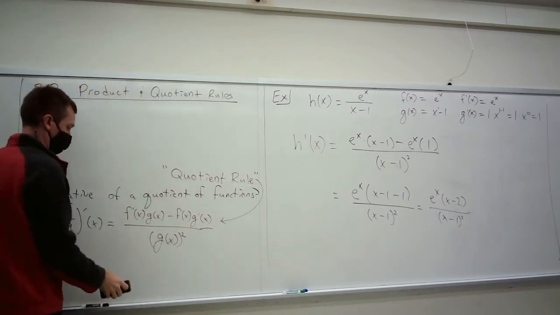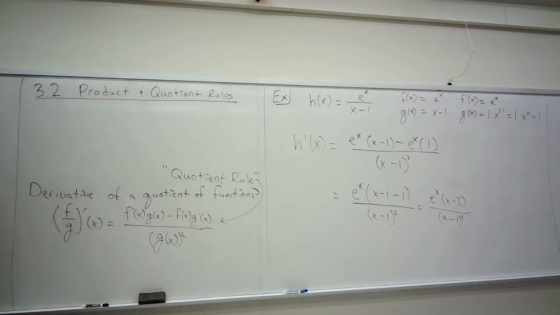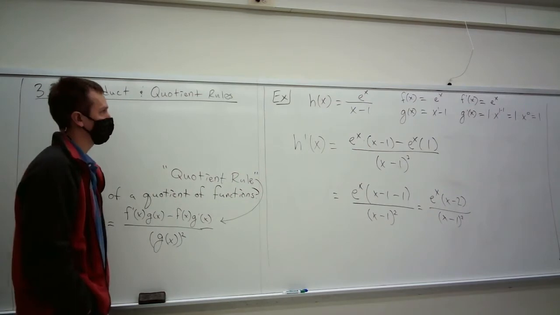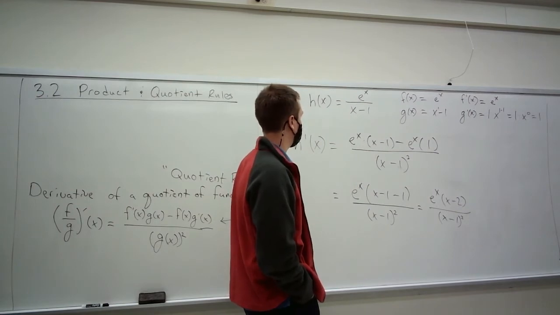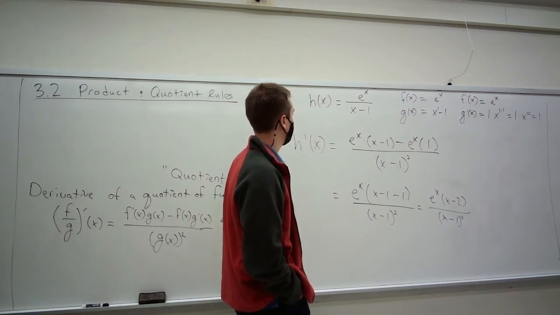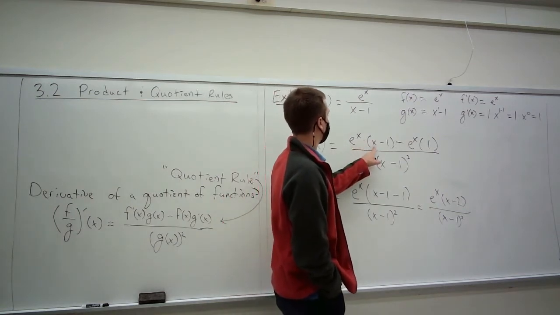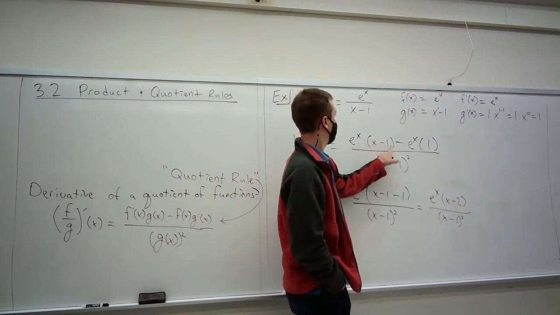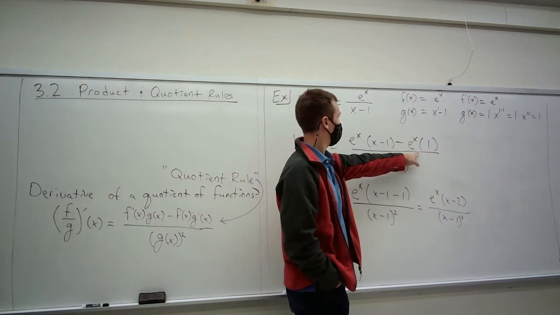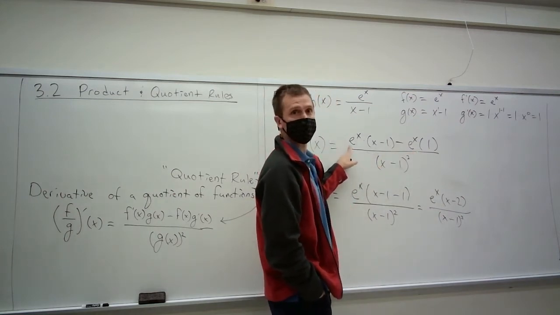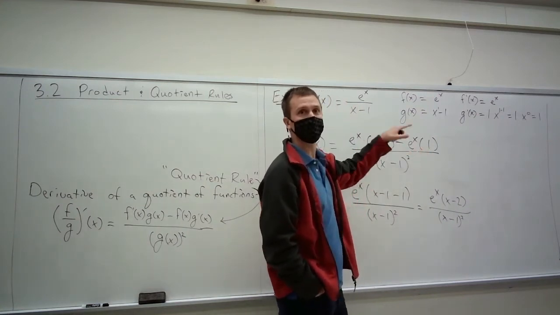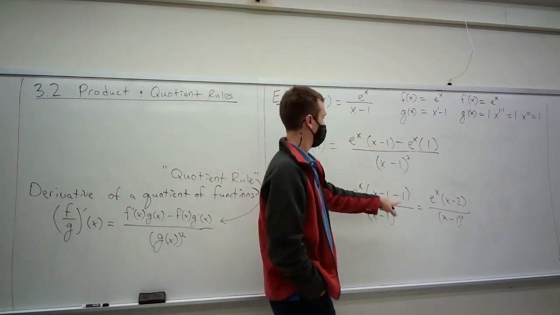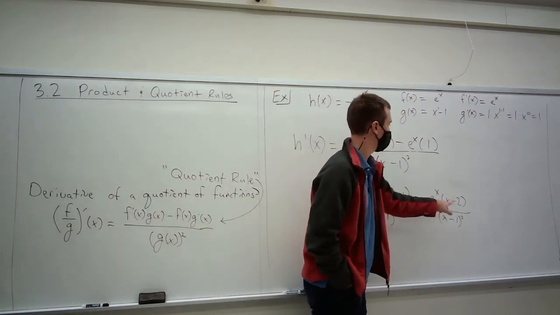Shouldn't the e's cancel out because one's a negative and one's a positive? E to the x times x minus e to the x minus e to the x. How many e to the x's do we have there? Two. We have a negative 1 e to the x and another negative 1 e to the x. Minus 1 is minus 2. So we get e to the x times x minus 2 e to the x.